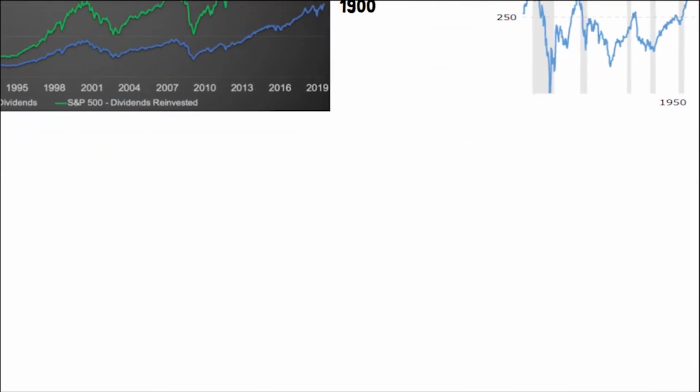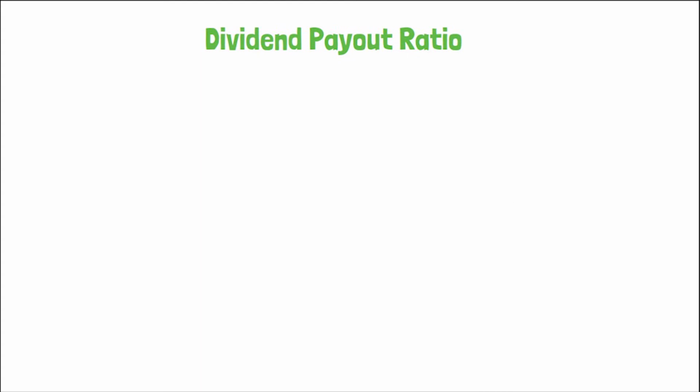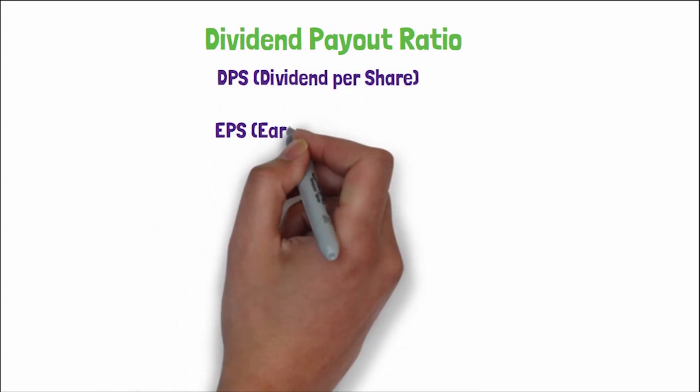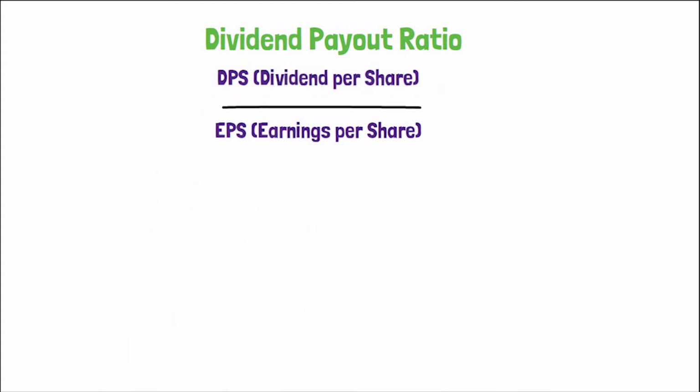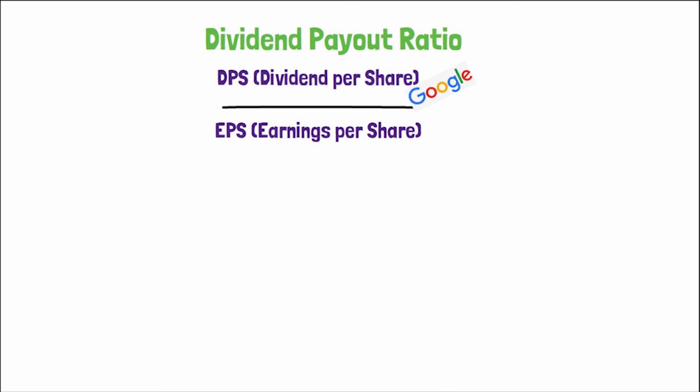Now let's move on to how to calculate the payout ratio. We find it by dividing the DPS, or the dividend per share, by the EPS, or earnings per share. Earnings per share shows how profitable a company is per share of its stock. Dividends per share, on the other hand, measures the portion of a company's earnings that is paid out to shareholders. We find them in a simple Google search.